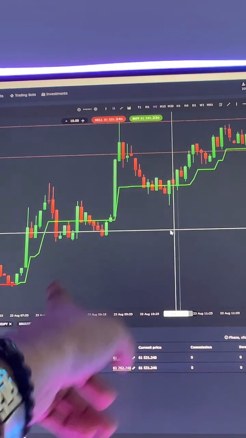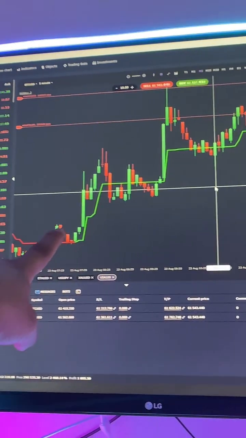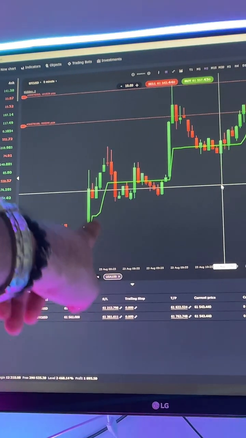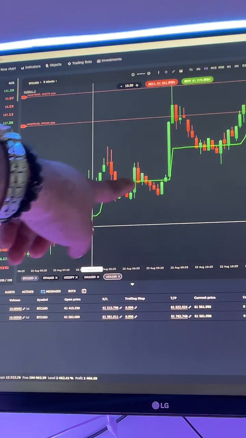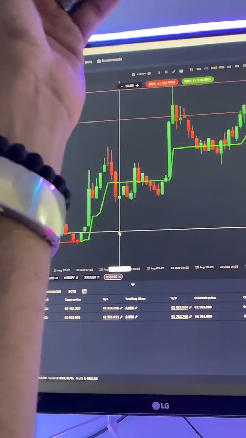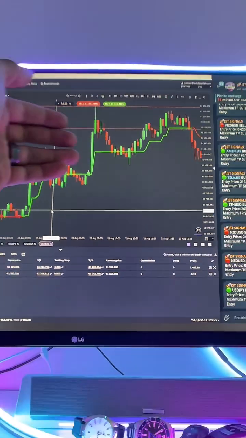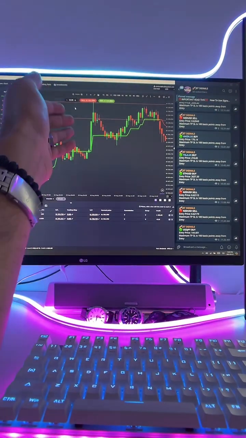Now let's go back and take another example. Right here, we can see we were red, and right here we went into the green on super trend. Imagine entering a buy trade. Look, we can go all the way up here. So now you guys see how the super trend indicator actually works.